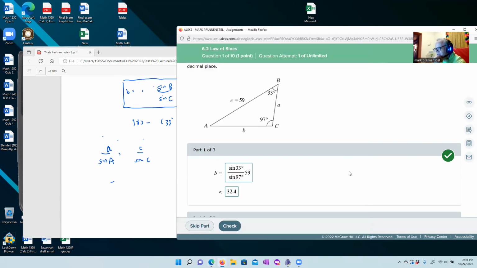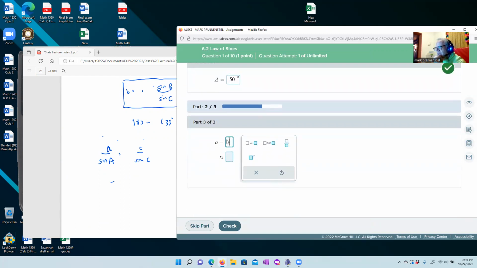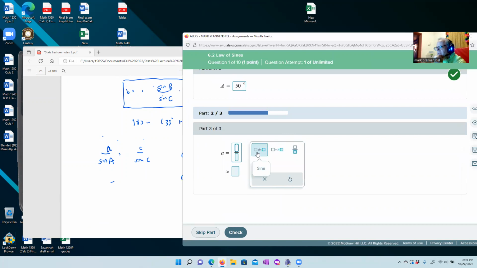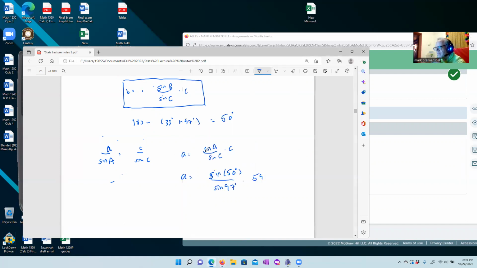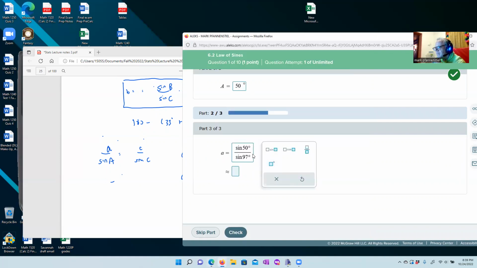Okay, so let's just double check and do this. A equals, and we'll put a little fraction sign in there. We have the sine of 50 degrees. You're not going to get me again on that one. We have sine of 97 degrees. And this is all times 59. Okay, let's go ahead and plug it in the calculator and see where we're going.